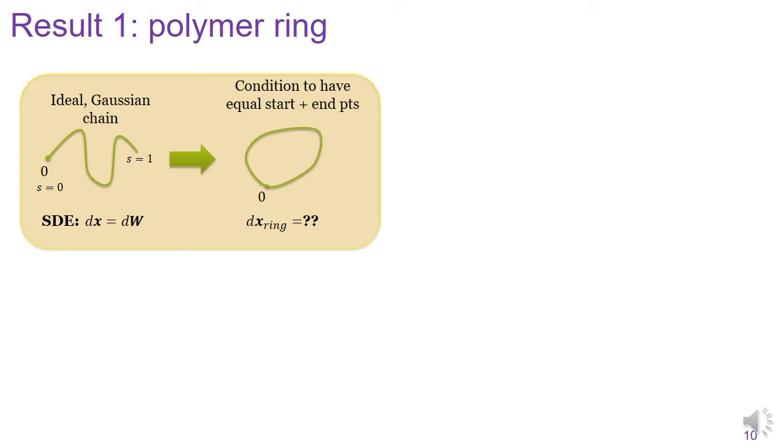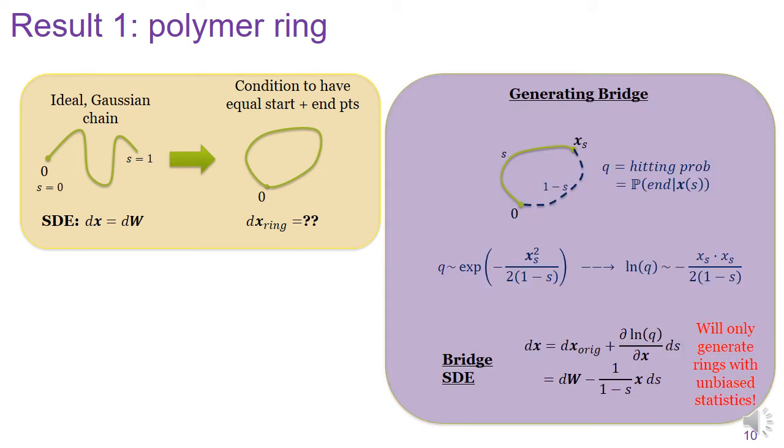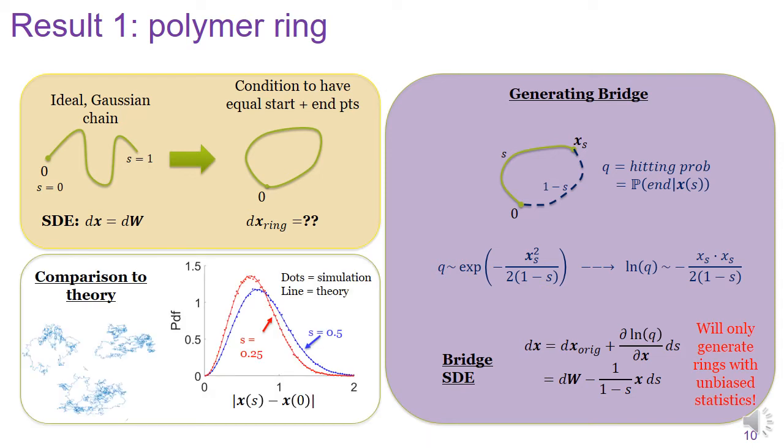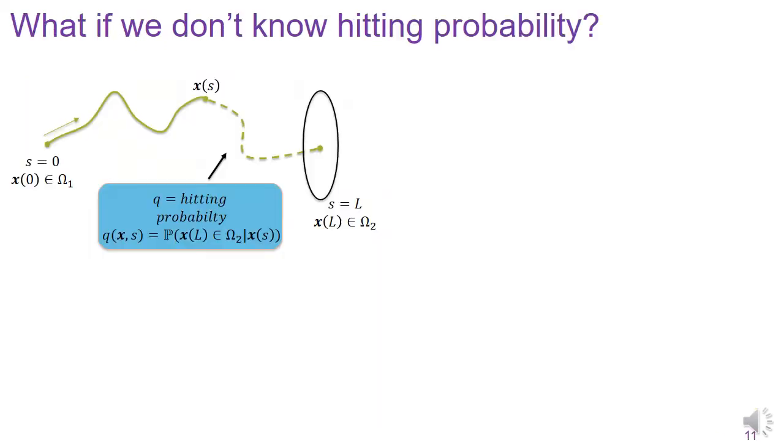The first example we're looking at is using the Brownian bridge to realize a polymer ring, where the polymer's initial position equals its end position. To do so, it turns out the hitting probability is analytically known. One of the advantages of the Brownian bridge is that it can generate the ring with unbiased statistics. To test that, we compare the theory of the polymer ring with the simulation using the Brownian bridge. As you can see, the probability distributions in terms of polymer positions are consistent with each other.